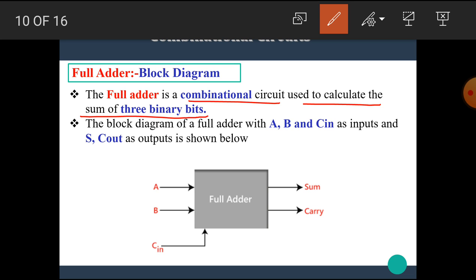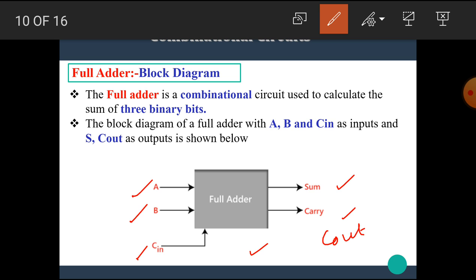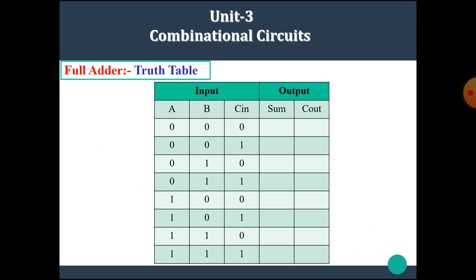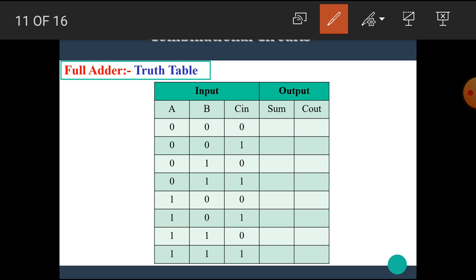The block diagram of full adder with the inputs a, b and c in, and sum and carry out or c out as the output is shown below. That means this is the block diagram of the full adder circuit, in which there are three inputs a, b and c in and two outputs sum and carry, or we can write this output as carry or c out. Okay, now let's find the truth table for the full adder circuit.